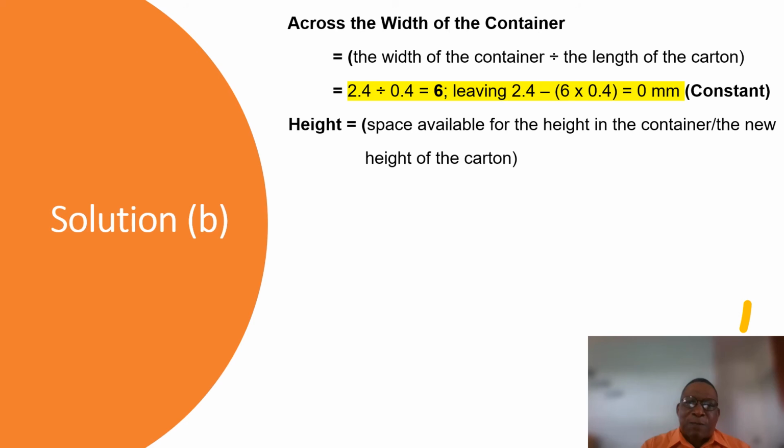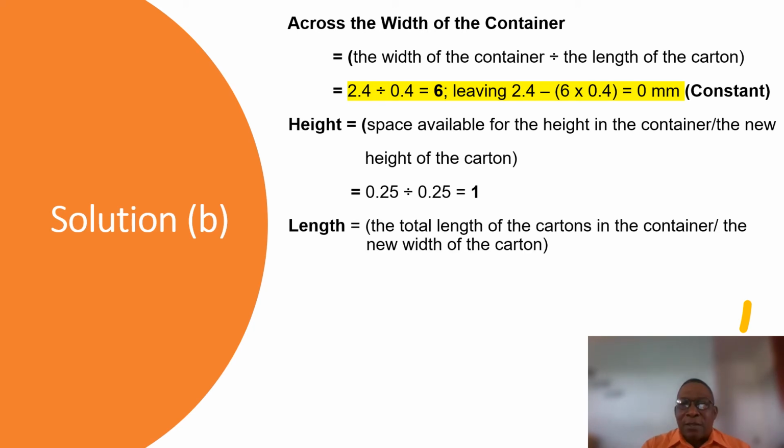Now let us look at the height. As we said earlier, the space available for the height in the container would be divided by the new height of the carton, and we worked out the space available to be 0.25, and we are dividing by the new height of the carton, which is also 0.25. So we removed 1 on the height, and we can put back 1.